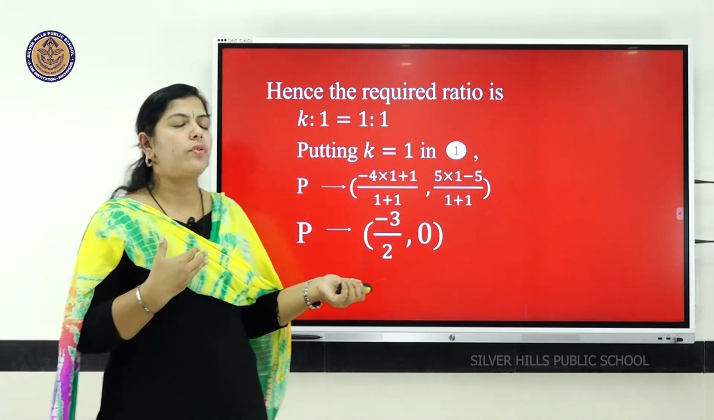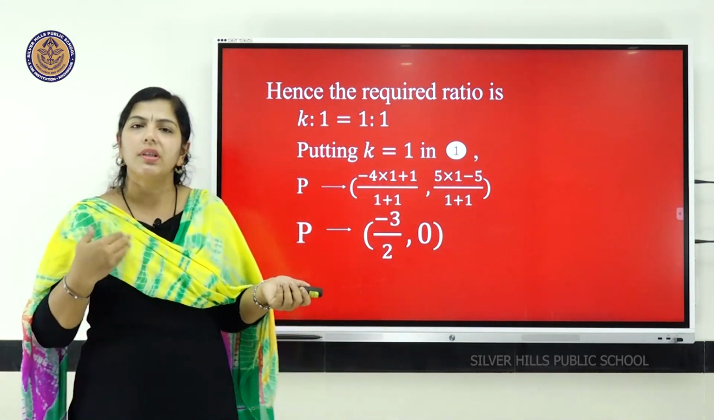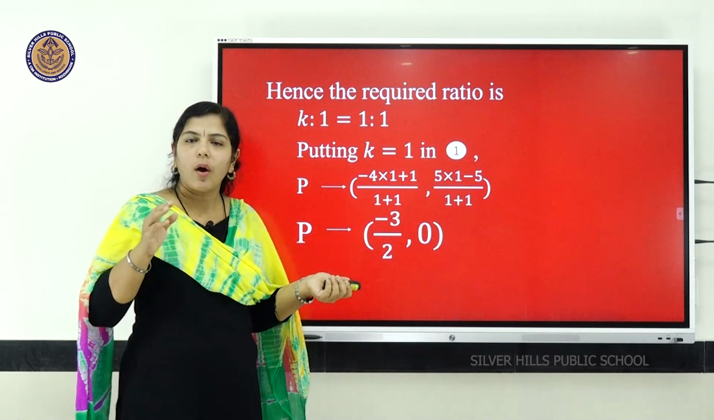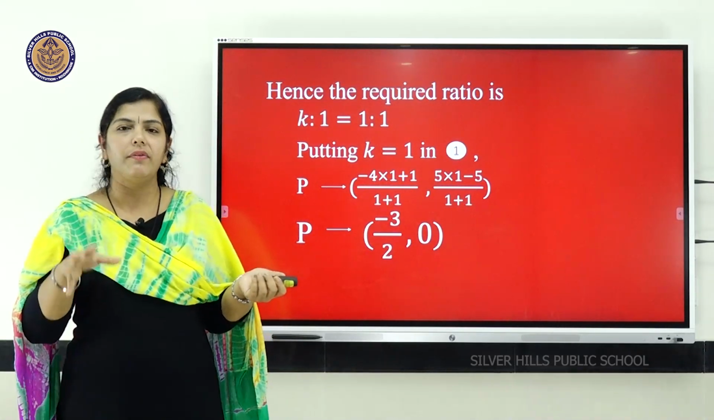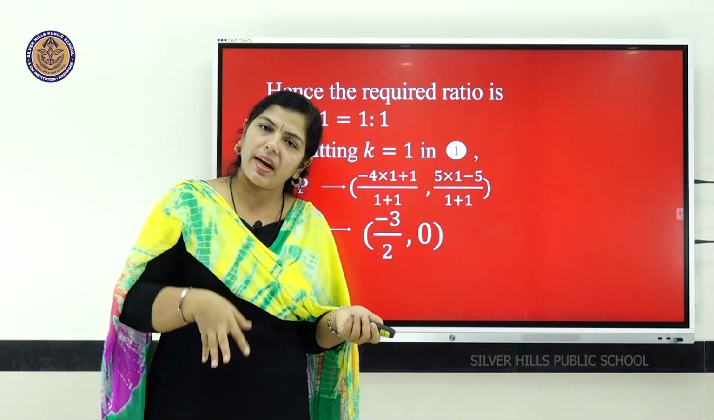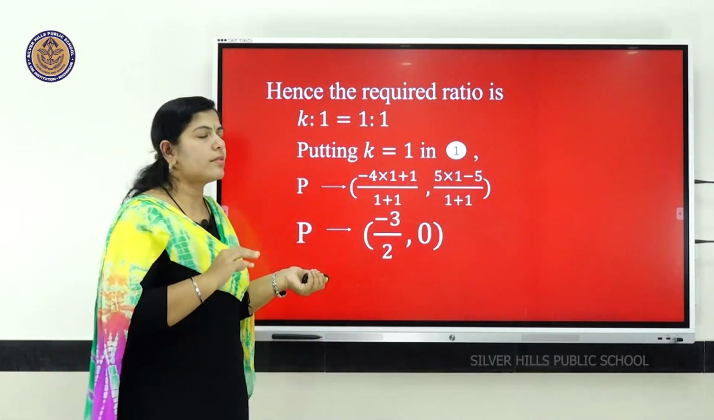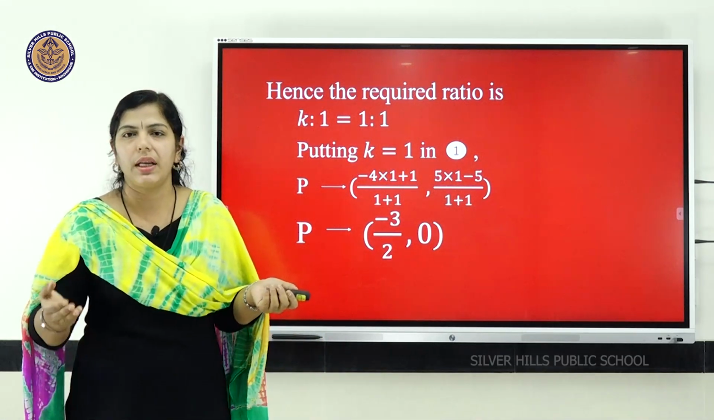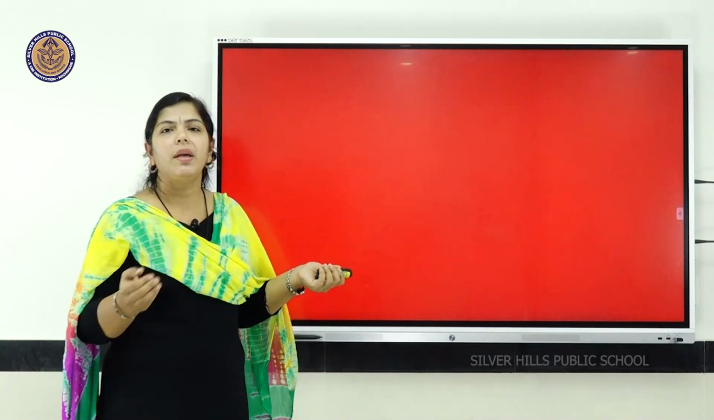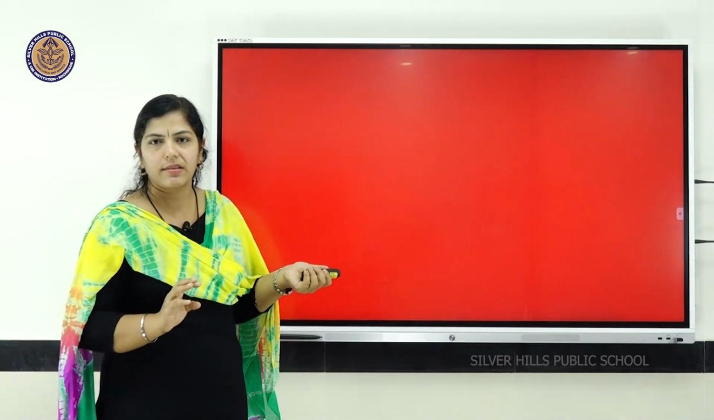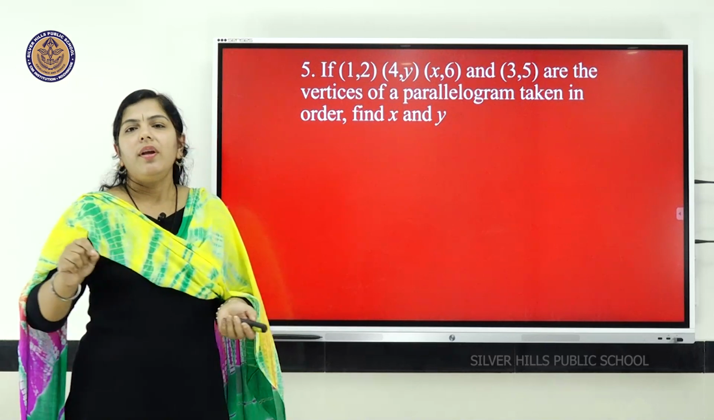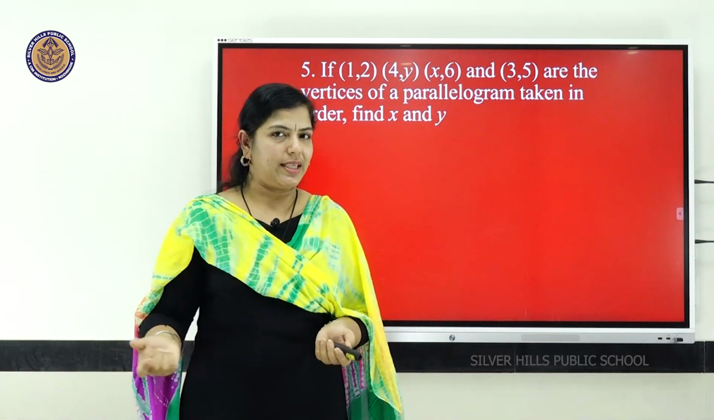So, this can come for a 3 mark question. Just practice such questions, how it is divided, if the point of division is given, and if you want to find the ratio. All these similar type questions are there in many books. Okay. So, P as minus 3 by 2 comma 0 is our final answer. Now, we will move on to the next question.